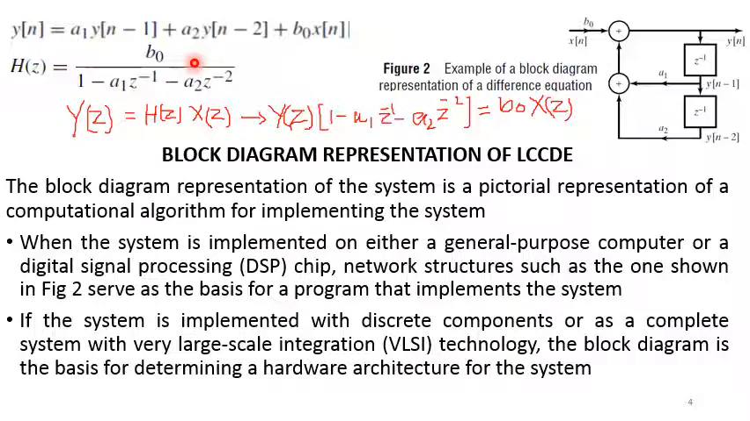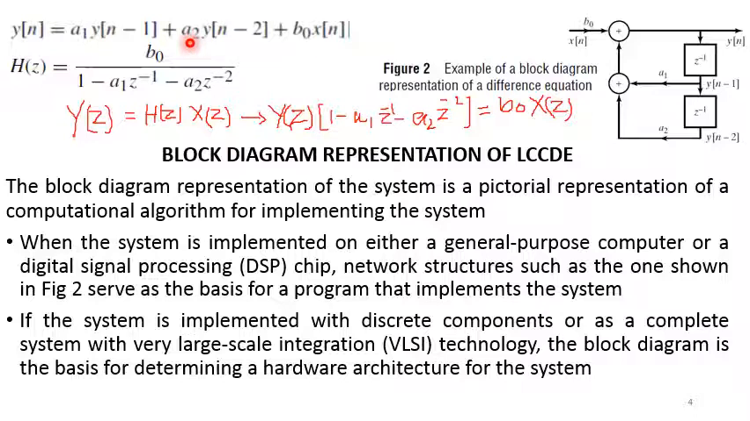So X of z multiplied by b naught over 1 minus a, this whole. Because this side is divided, if I bring it to the other side, it will become multiplied. So I have written it as here. So this is equal to b naught X of z. Now taking the inverse z transform, it will result into this difference equation.